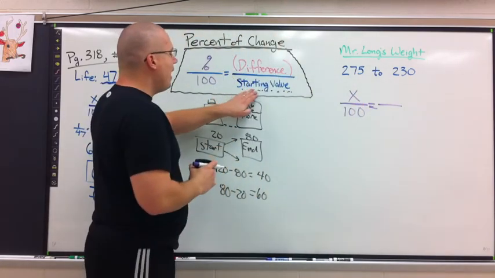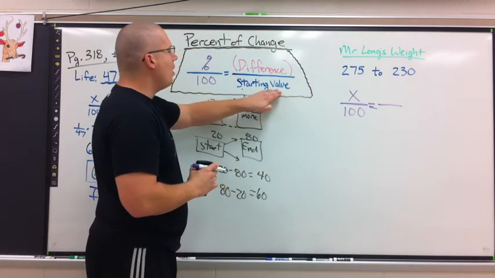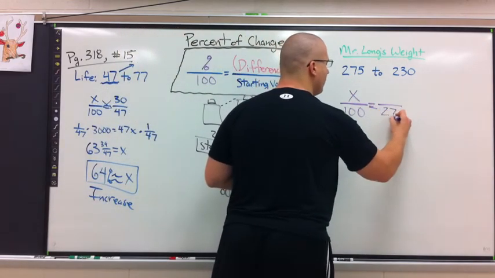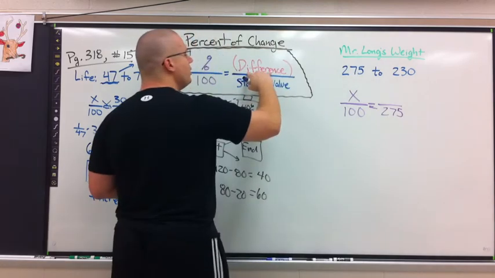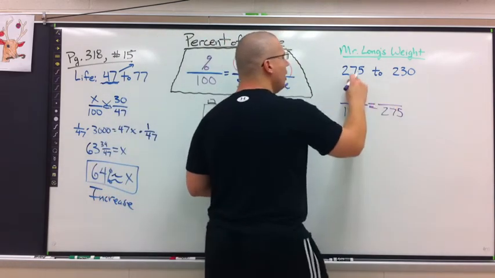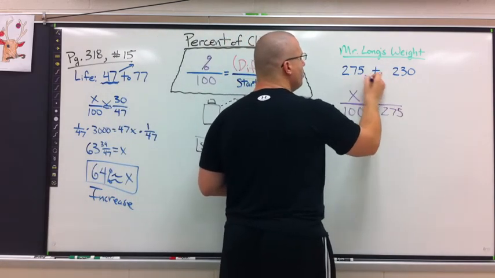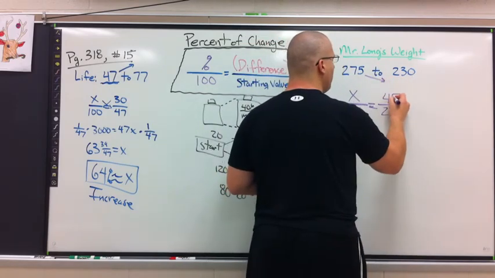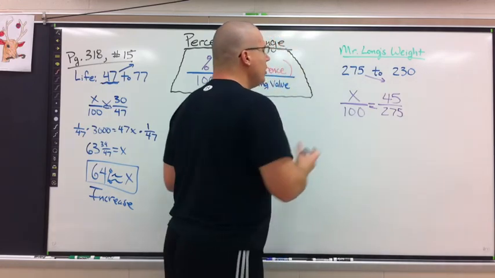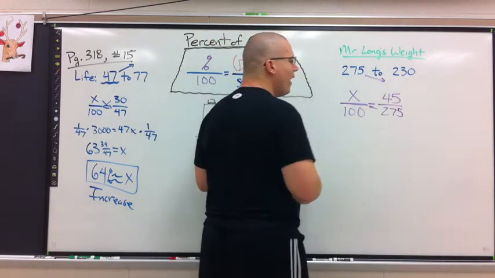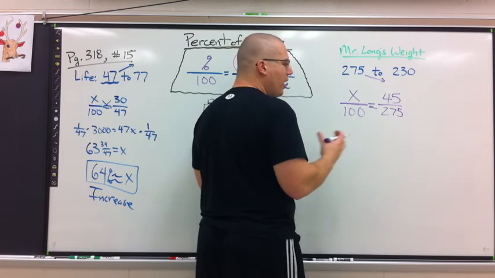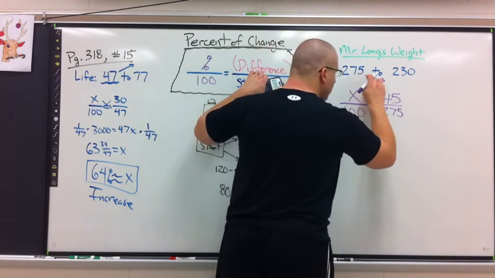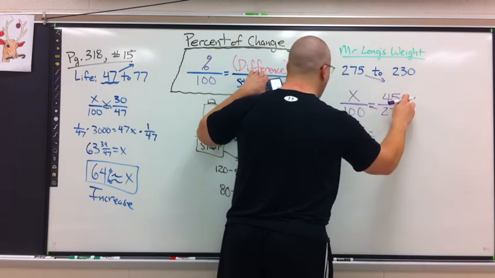Remember, starting value always goes on the bottom. Where am I starting? My starting point is 275. The difference of the two numbers is up top. 275 dropping down to 230 is a decrease. 275 minus 230 is 45. So you can look at this and say, okay, he wants to lose 45 pounds. But what percentage of him is that? So this is my setup. Difference, 275 minus 230 is 45.